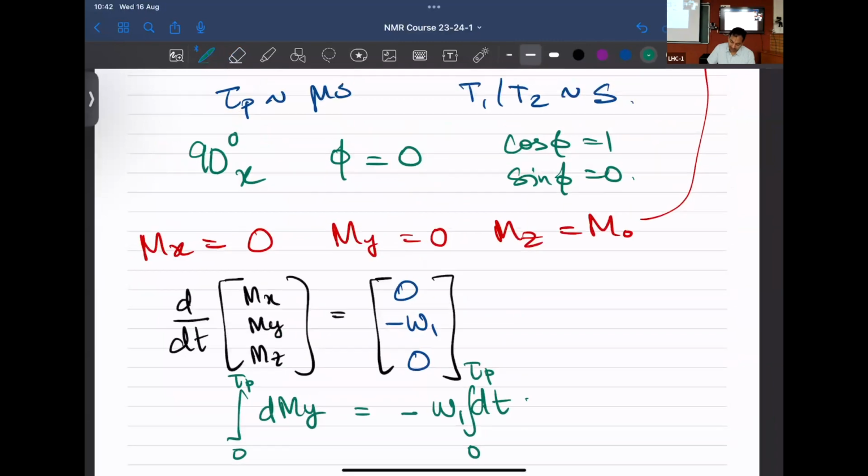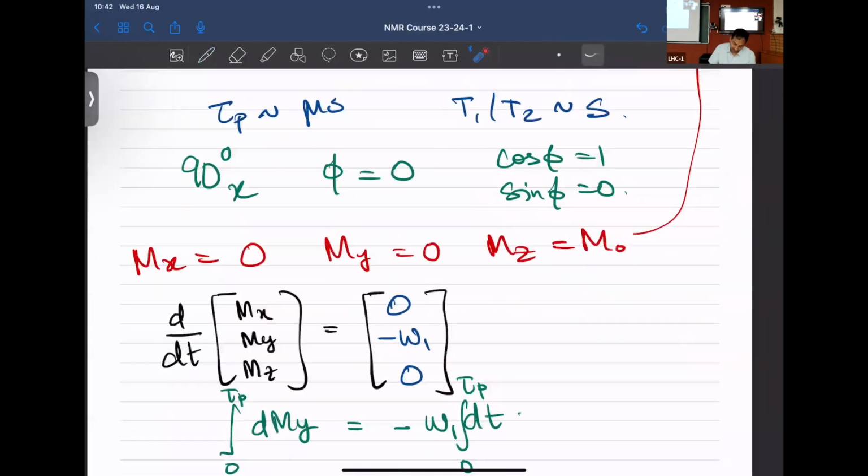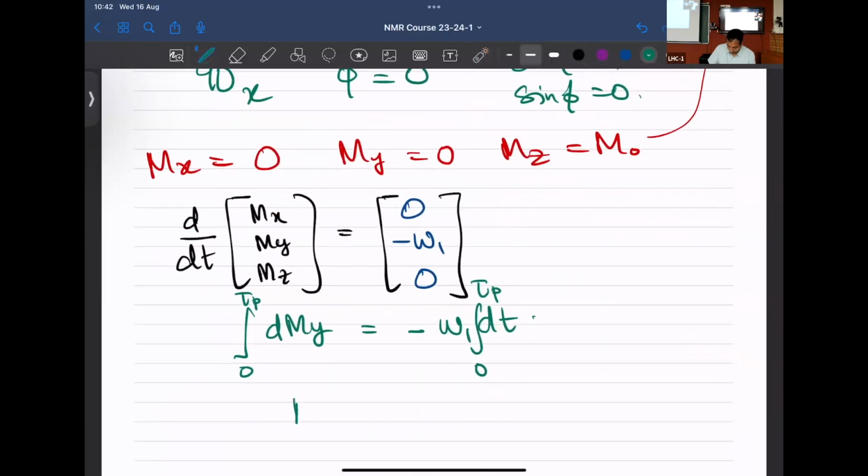We started with My being 0. Right? So when you end up integrating, you're going to end up getting what is My after the application of the pulse for the duration tau p. This is going to be minus omega 1 times tau p, which is going to be equal to, basically that's why it goes on the minus y. So you can always take the y to the minus side. Basically, it's a 90-degree flip, which will end up resulting in a minus y magnetization.